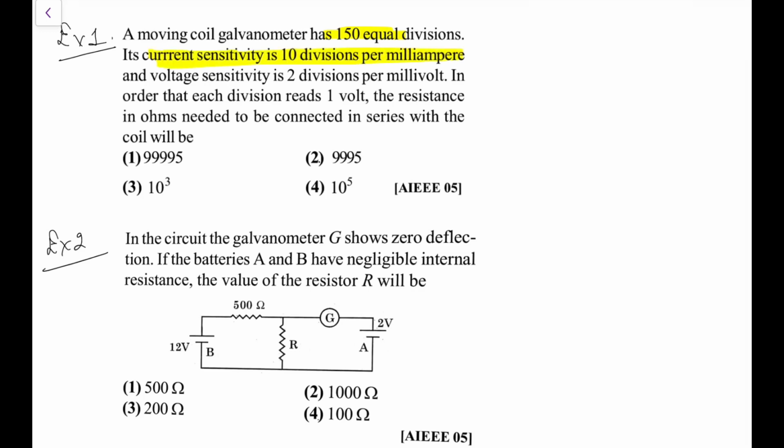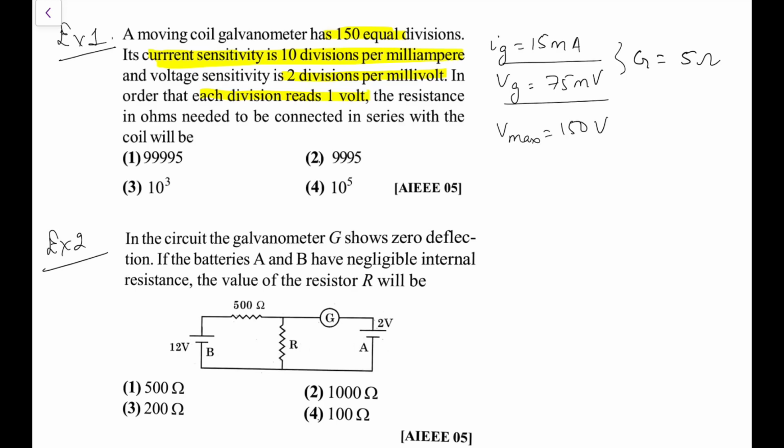10 divisions per milliampere, total 150 divisions we have, that means Ig from here comes out as 15 milliampere. This is the first information I have got. Voltage sensitivity is 2 divisions per millivolt, that means the value of Vg would be 75 millivolts, and based on this data I can find out the galvanometer resistance as 5 ohm, Vg by Ig. In order that each division reads 1 volt, that means the Vmax, due to 150 divisions, would be 150 volts.